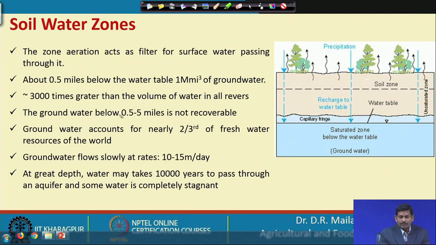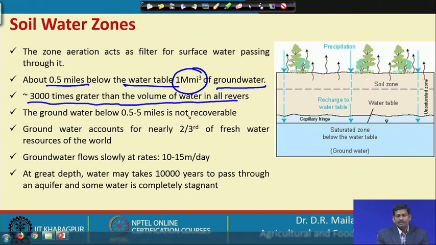Okay. So, from the water table, if you go below 0.5 miles, that accounts for about 1,000,000 cubic miles of groundwater. That will be around 3,000 times greater than the volume of water in all rivers. So, it is a huge amount of water lying as groundwater, below 0.5 miles from the water table. And the groundwater below 0.5 to 5 miles is not recoverable. It is simply lying over there, not accessible or recoverable.